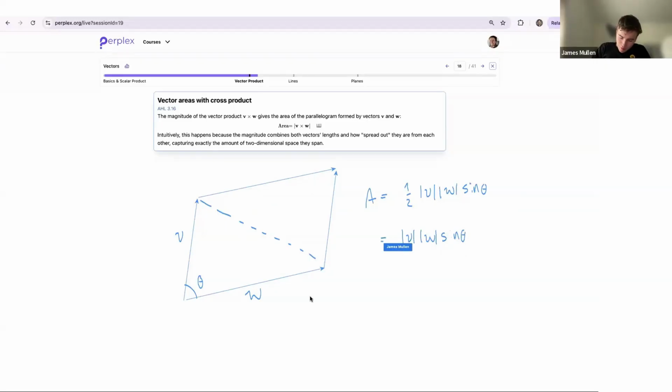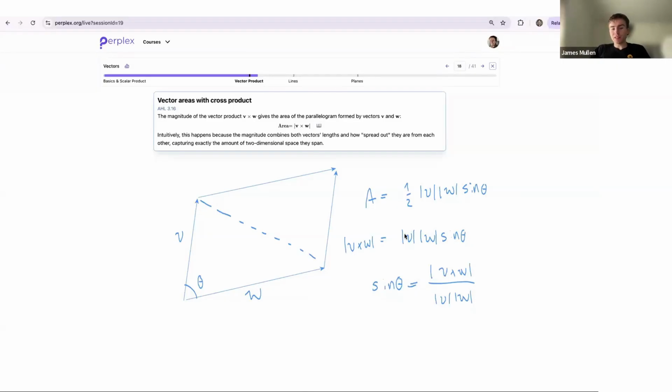Which means that since that is supposed to be equal to the magnitude of V cross W, then I can say that the sine of the angle between two vectors is going to be the magnitude of V cross W over the magnitudes of V and W. Okay, so if I take the magnitude of the cross product divided by the product of the magnitudes of each of the original vectors, I get the sine of the angle between the two things.